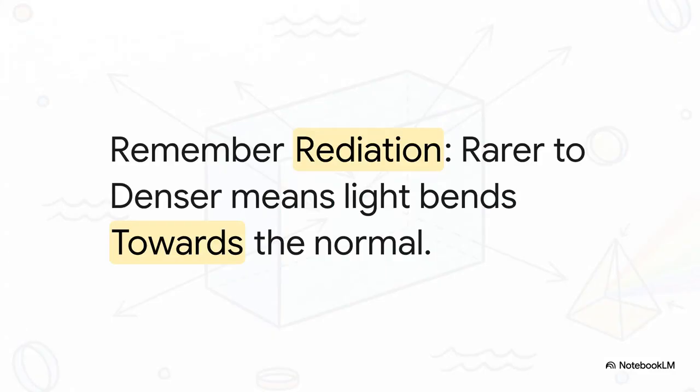Now, to make sure you never mix up which way the light bends on your board exams, I want you to memorize this brilliant hook. RED stands for rarer, D for denser. So when light goes from a rarer to a denser medium, it bends towards the normal. Keep that in your back pocket, and you'll definitively predict the bending direction every single time. And of course, the reverse is true. Going denser to rarer, it bends away.